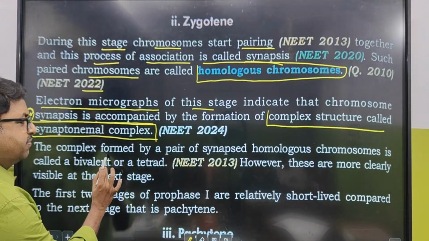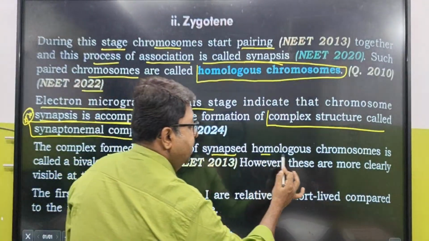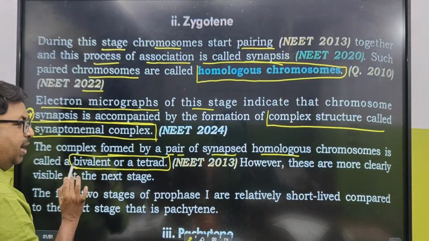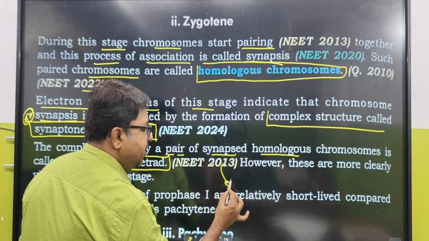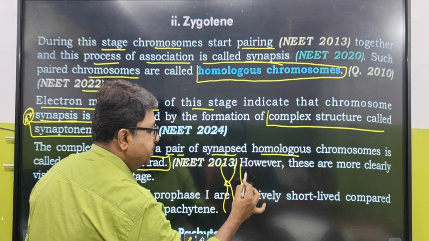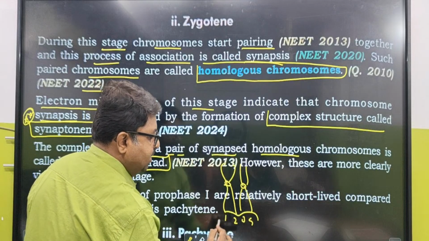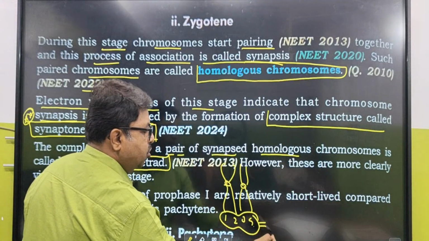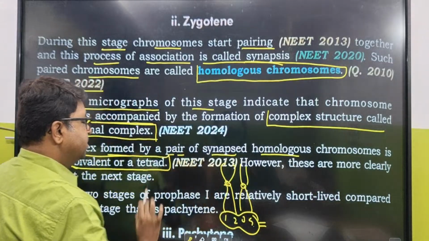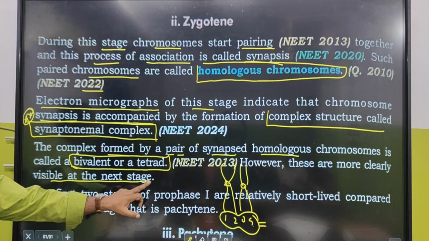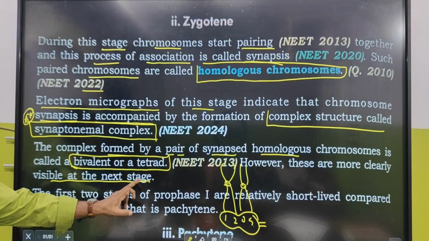Now, the complex formed by a pair of synapsed homologous chromosomes is called a bivalent or a tetrad. So how many chromosomes? There are 2 chromosomes, but how many chromatids? 1, 2, 3, 4. And that is why these 4 together is called tetrad, and 2 chromosomes makes it bivalent. Visible at the next stage. Is this clear? Okay.